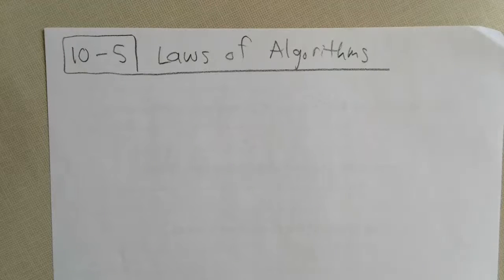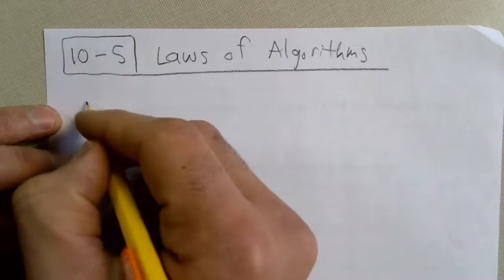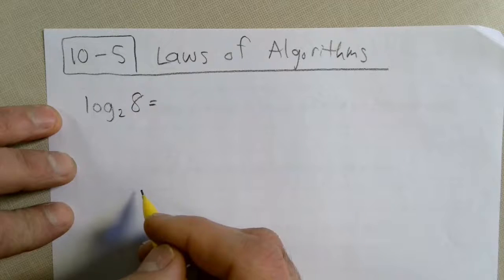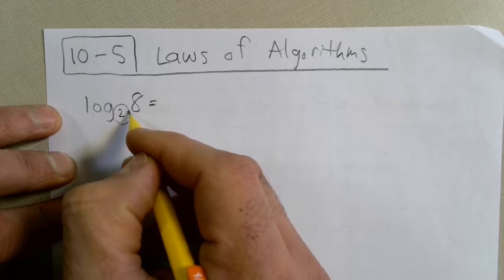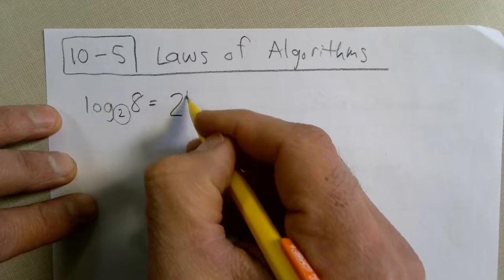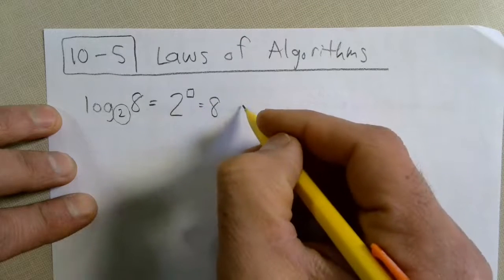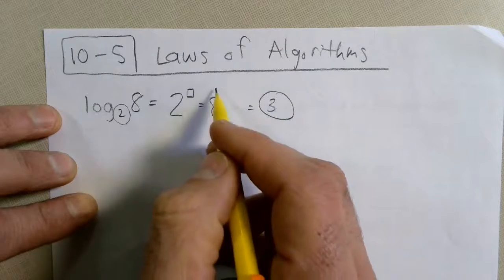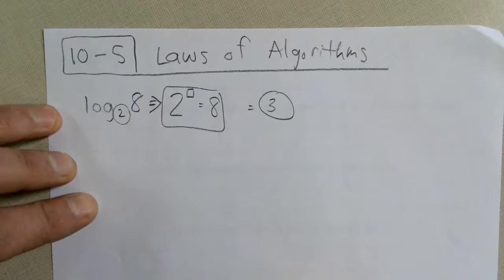Okay, guys, chapter 10, lesson 5, laws of logarithms. So you remember that when we have something like this, we're trying to figure out what's the exponent that goes with this base to give us this number. Another way of saying this is 2 to the something power equals 8. The answer, of course, would be 3. So we translate this into this to give us that the missing answer is 3.